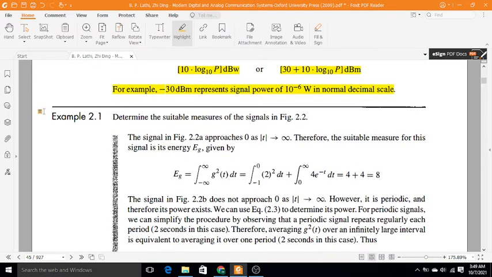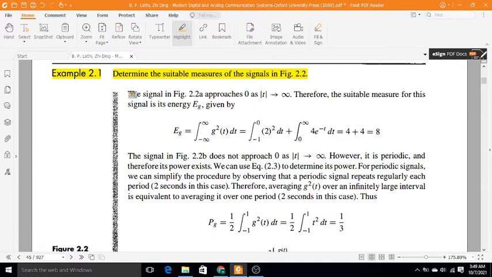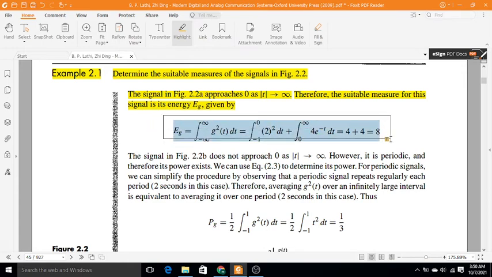Example 2.1. Determine the suitable measures of the signals in Fig. 2.2. Figure 2.2. Signal. Example 2.1. The signal in Fig. 2.2a approaches 0 as |t| approaches infinity. Therefore, the suitable measure for this signal is its energy, given by Eg equals the integral of g²(t) dt equals the integral from minus 1 to 0 of 2² dt plus the integral from 0 to 1 of (2e^(-t/2))... dt equals 4 plus 4 equals 8.